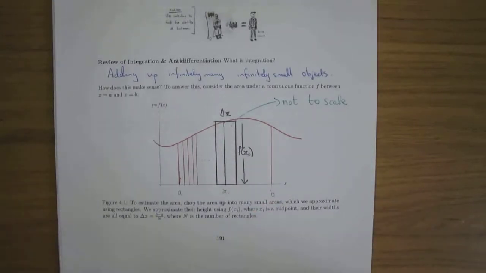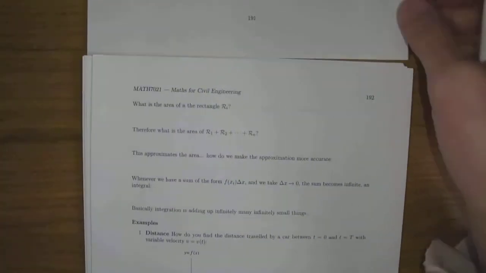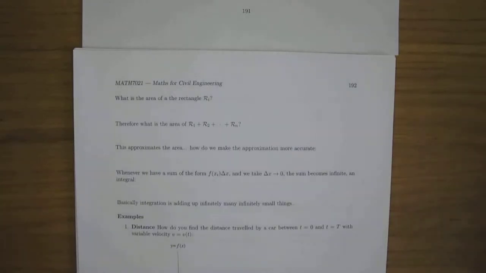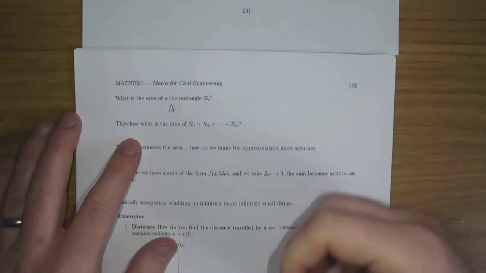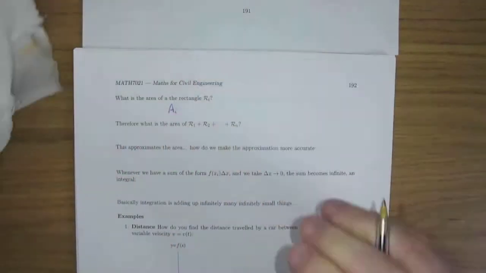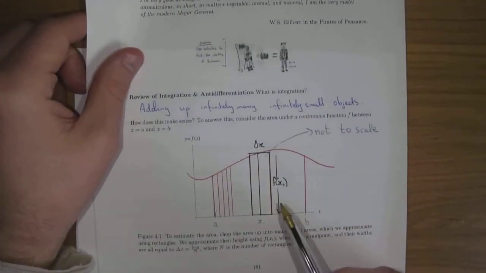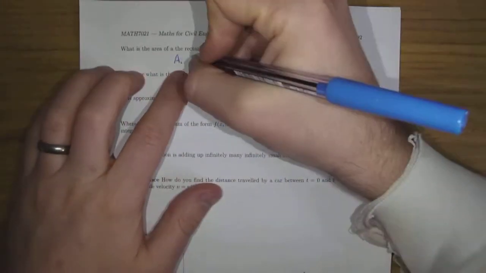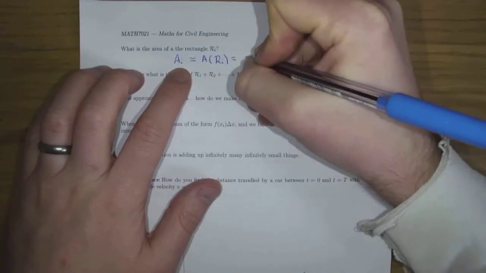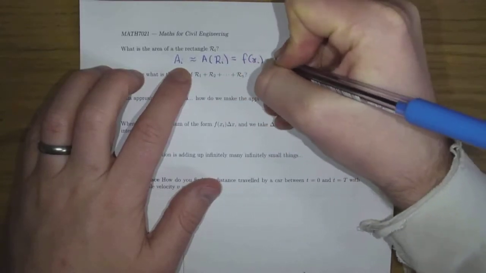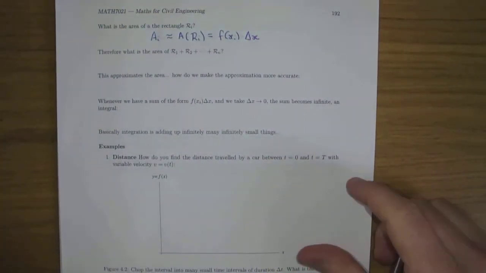So this is an approximation of this little area using a rectangle. What is the area of this rectangle? Well, it's just height by width. So the small area Ai, by which I mean the area under the curve between those two points, is approximately the area of the rectangle. And the area of the rectangle is the height, which is f of xi, times the width, which is delta x. So therefore, what is the area of all the rectangles?